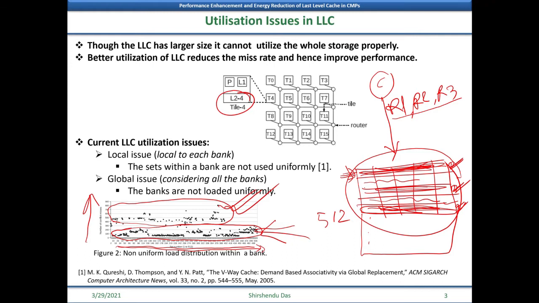And the global utilization issue, I think I have already explained. Global utilization issue means there are multiple banks possible here. Each L2 cache has a bank, each tile has a bank. There will be a bank here, a bank here, so there will be 15 banks also. It is found that the banks in the last level cache are also not uniformly used. Some banks are heavily loaded and some banks are lightly loaded.